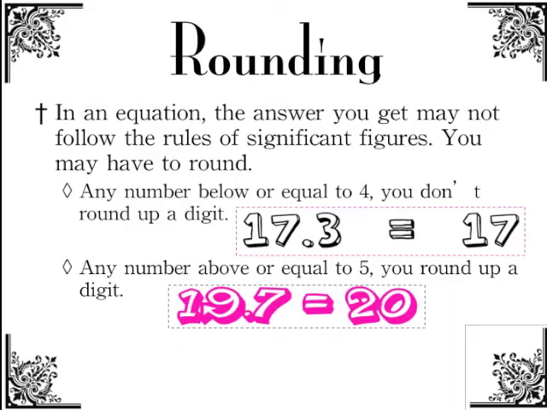In an equation, the answer you get may not follow the rules of significant figures. You may have to round. Any number below or equal to 4, you don't have to round up a digit. So 17.3 would be 17.